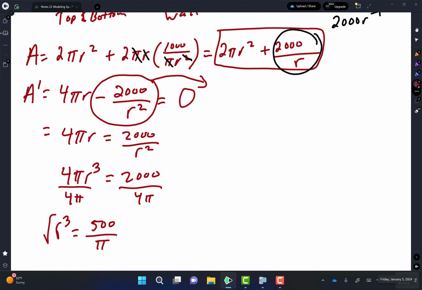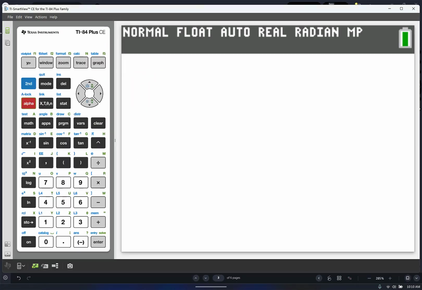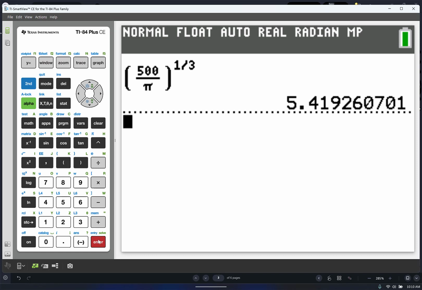Either raise it to the 1/3 or do cube root like that. So r equals, here's the exact answer, the cube root of 500 over pi, which is approximately, let me write the decimal digit. I'm going to take my calculator, and I'm going to put a little fraction. 500 over pi, raise it to the 1/3. There's another way to do it. You don't have to do it like this. Let's see if I can connect it here. Yep.